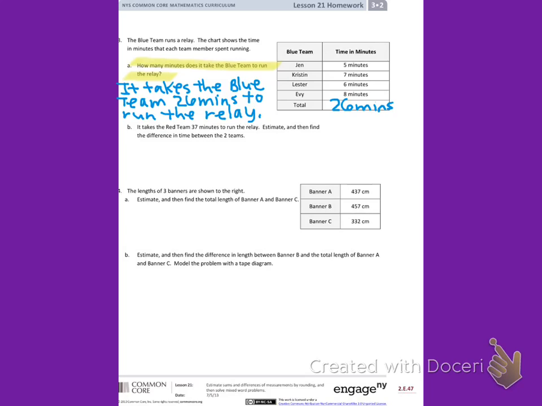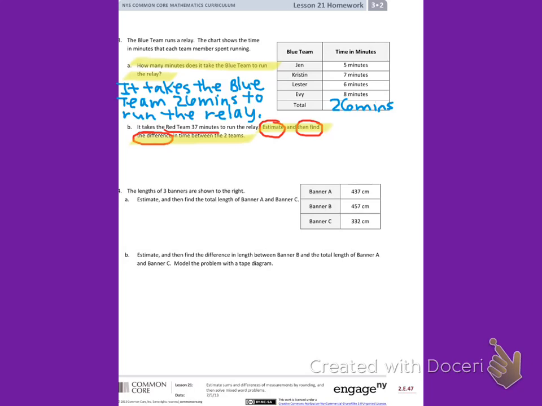Item B. It takes the red team 37 minutes to run the relay. Estimate and then find the difference in time between the two teams. I will underline the important information. Red team, 37 minutes. I will circle estimate to remind myself that's the first thing I need to do. I will remind myself also to then find the difference. And I will highlight to remind myself that that's what needs to be answered in words.